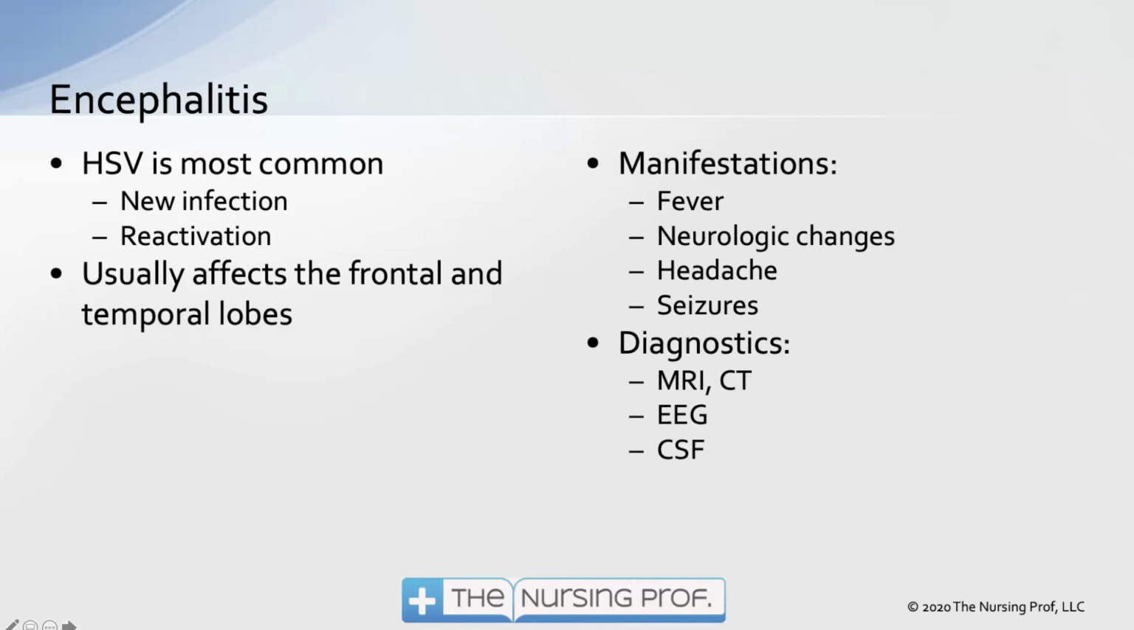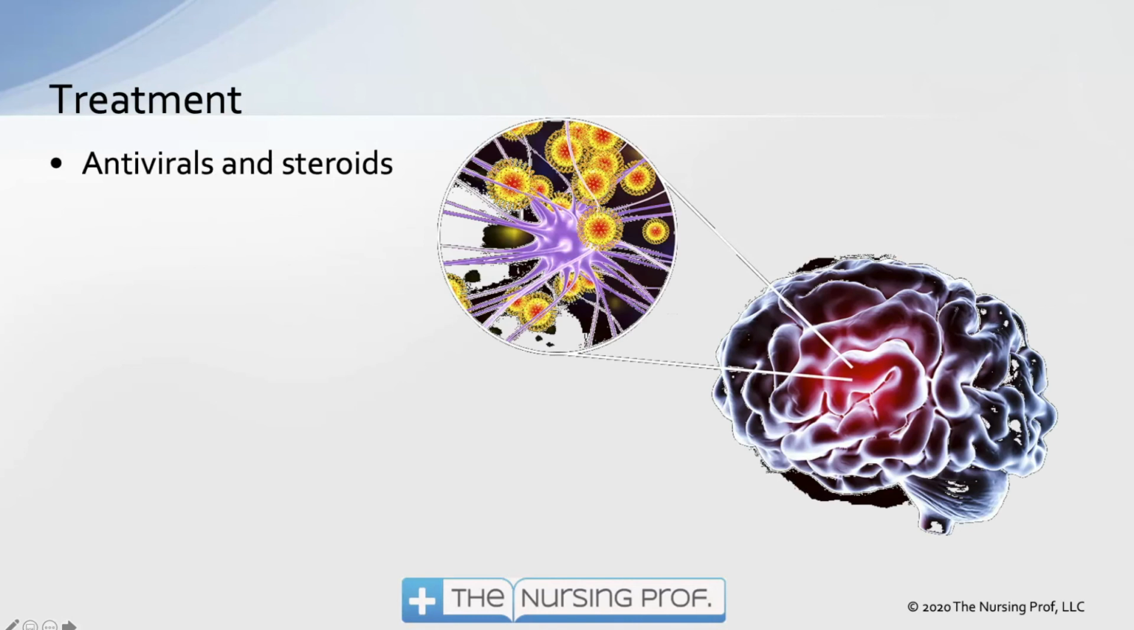Encephalitis is another type of infection that we need to be concerned about, usually affecting the frontal and temporal lobes. HSV is the most common type. It can be a new infection or a reactivation of the virus. Symptom-wise, neurologic changes, headaches, seizures, fever, and we're going to diagnose it with our MRI, CT scan, and again, looking at the CSF. Treatment will be antivirals and steroids.